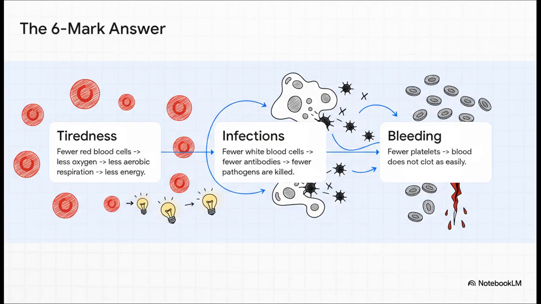Okay, this is what a perfect answer looks like, all broken down. For tiredness, you've got to make the link. Fewer red blood cells means less oxygen gets around, which means less aerobic respiration, so less energy is released. For infections, you link fewer white blood cells to a weaker immune system. That means fewer antibodies are made and less phagocytosis happens, where the white blood cells basically eat the germs. And finally, for bleeding, it's a direct link. Fewer platelets means your blood just can't clot properly. A top-level answer connects all these dots, logically, for all 3 symptoms.